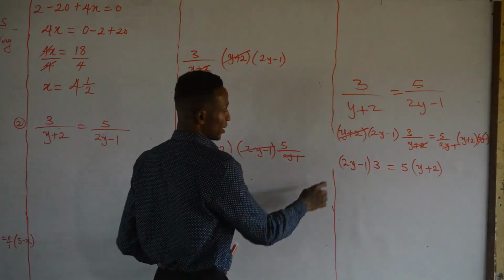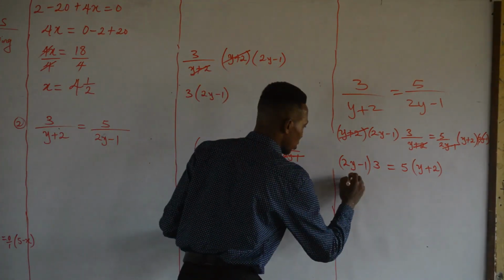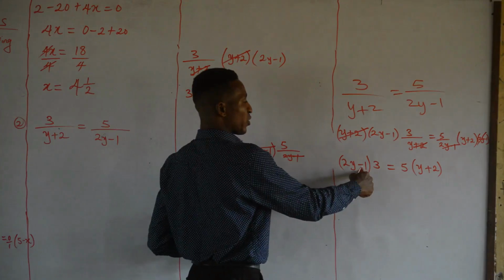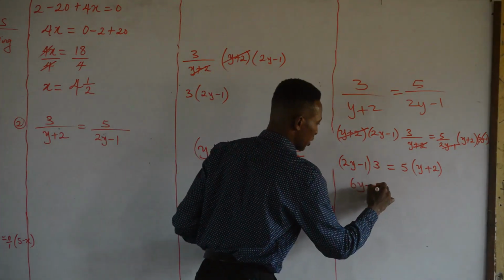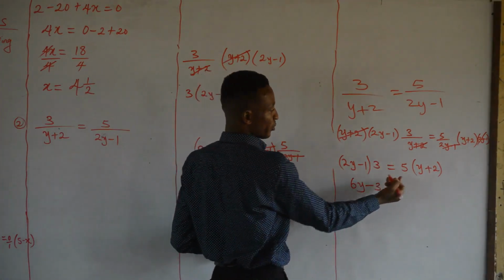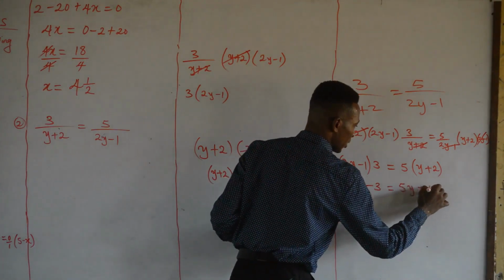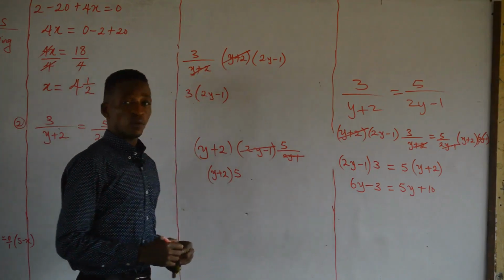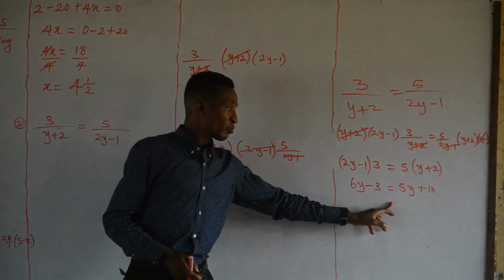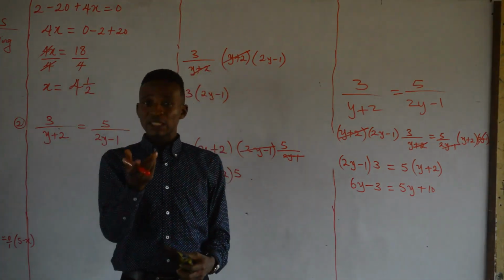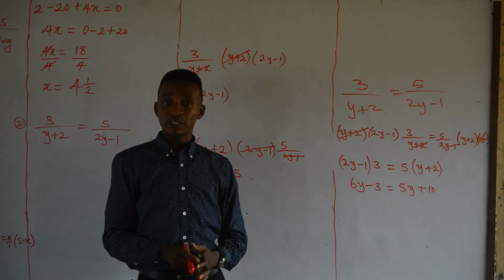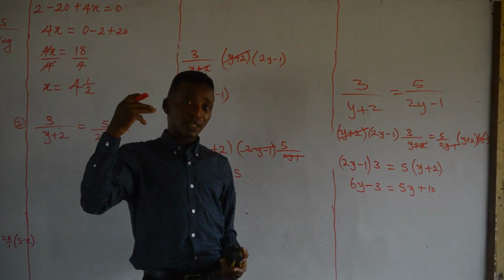Now when you open the brackets, 2y times 3, that gives us 6y. Then minus 1 times 3 gives us minus 3. Then everything equals to, your right hand side now, we open the bracket as well, 5y plus 10. Then logically, when you have gotten to this particular stage, in short, it's possible for you to look at it and you get your answer even without solving. That means you are already doing mental drill.